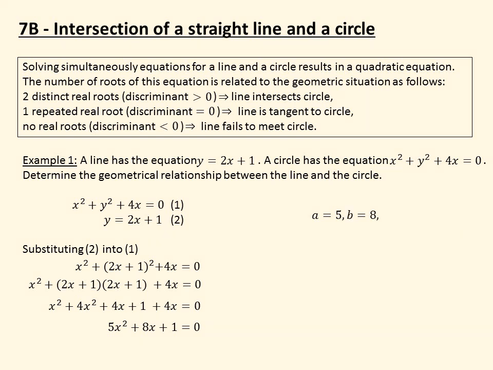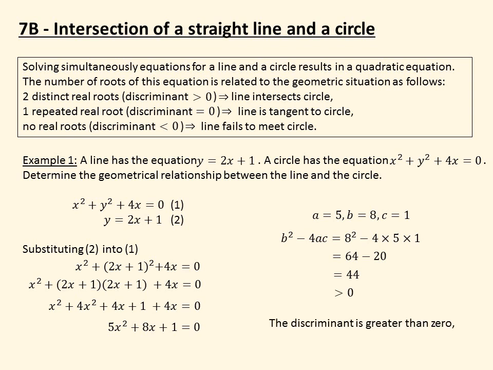So if we write down a, b and c, we can look at the discriminant. If we substitute the values in, we find the discriminant has the value 44, which is bigger than 0. So the discriminant is positive, and so the line and the circle intersect.